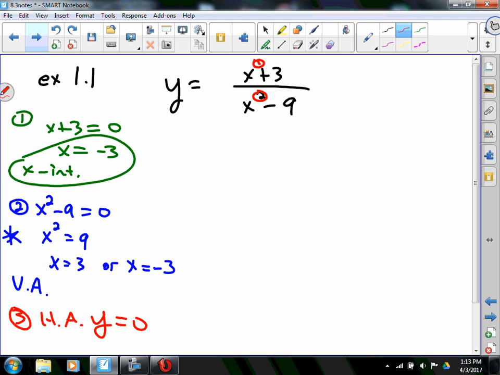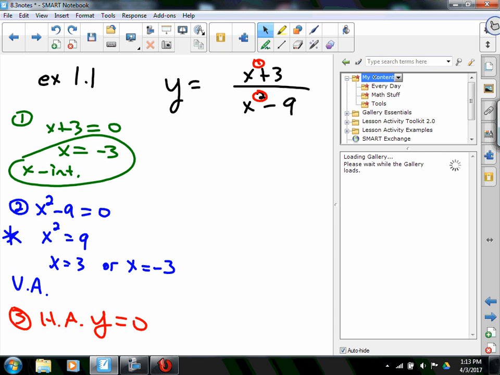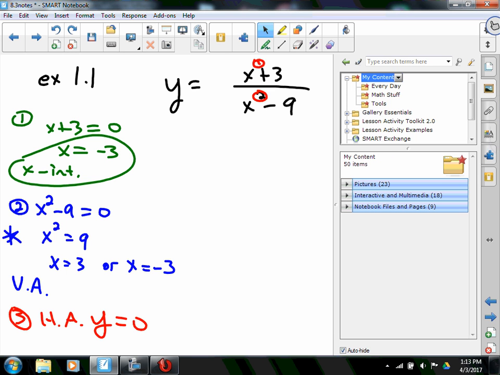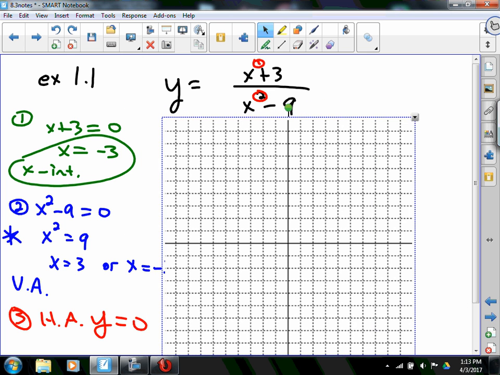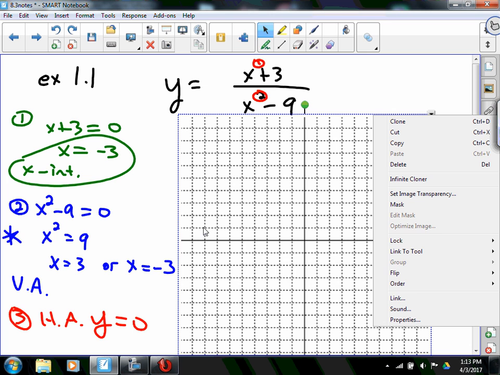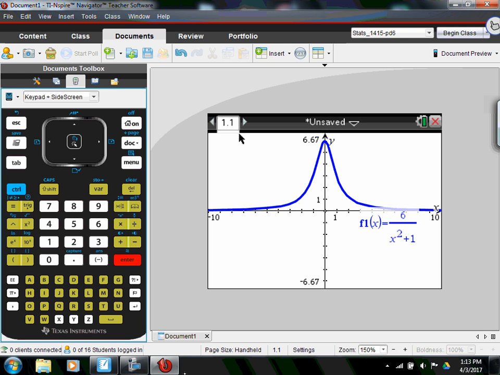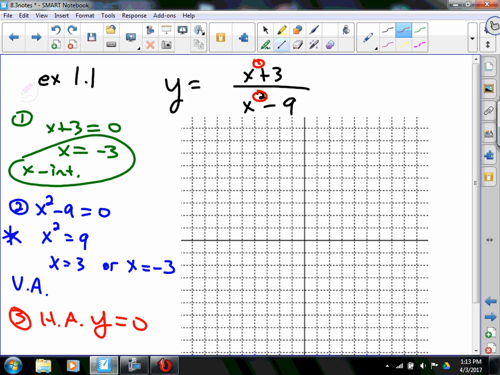Because the numerator has a smaller degree than the denominator, anytime that's the case, that's always going to happen that way. And that was point 3 of those 3 points on that one page of notes. So what we know about this graph is that it's going to have a horizontal asymptote when y equals 0. We write HA. It's going to have an x-intercept when x equals -3. So the graph's going to go through that point. And that's all we know about it.